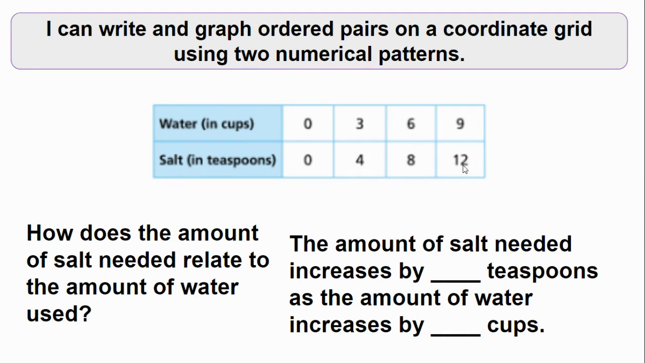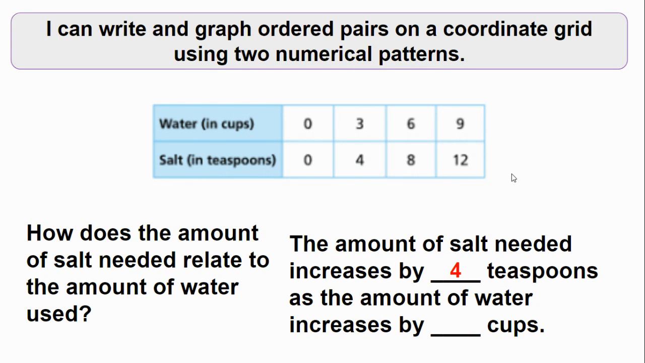So I know that my numbers are increasing, and if I remember, increasing numbers means that I either add or multiply. So I know that 4 times 2 gives me 8, but 8 times 2 does not give me 12. So I can't multiply to find my pattern. So I'm going to have to add. So I need to ask myself, how do I get from 4 to 8? I add 4. So 4 plus 4 is 8. If I add another 4, that gives me 12. So the amount of salt needed increases by 4 teaspoons.